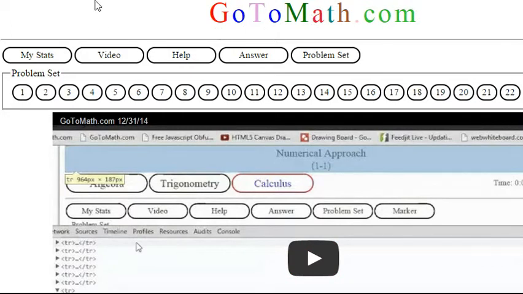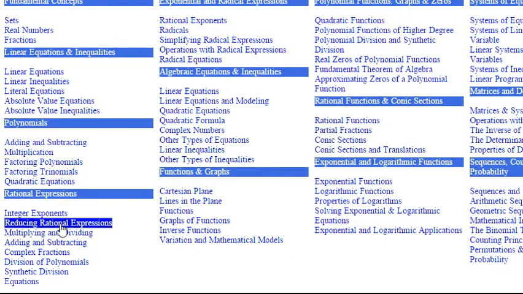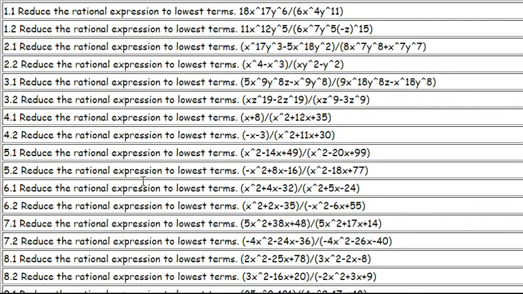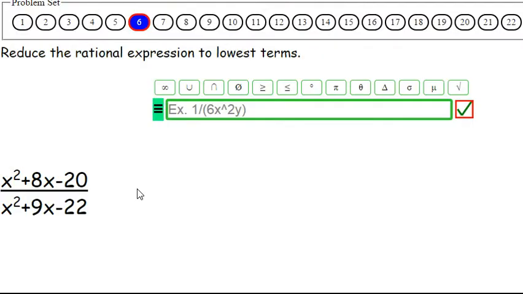Okay, we're here at gotomath.com. Click on the algebra. Let's go down to reducing rational expressions. And we're looking at 6.1. Reduce the rational expression to lowest terms. Alright, so it looks like same song and dance. We got x squared plus 8x minus 20 over x squared plus 9x minus 22.